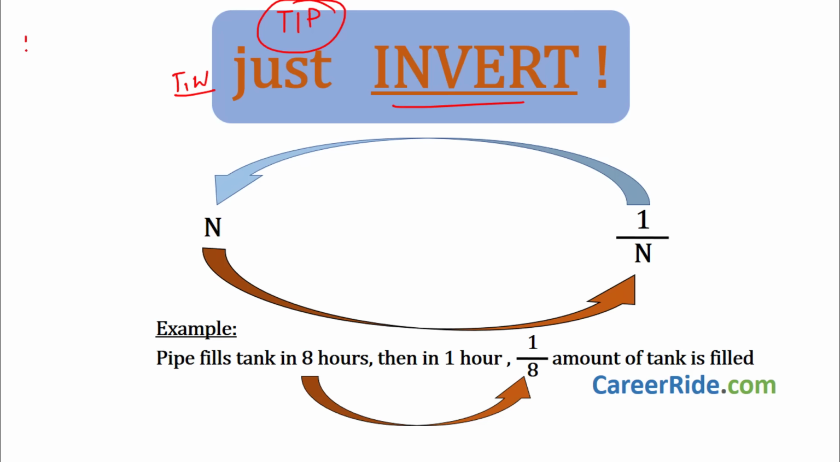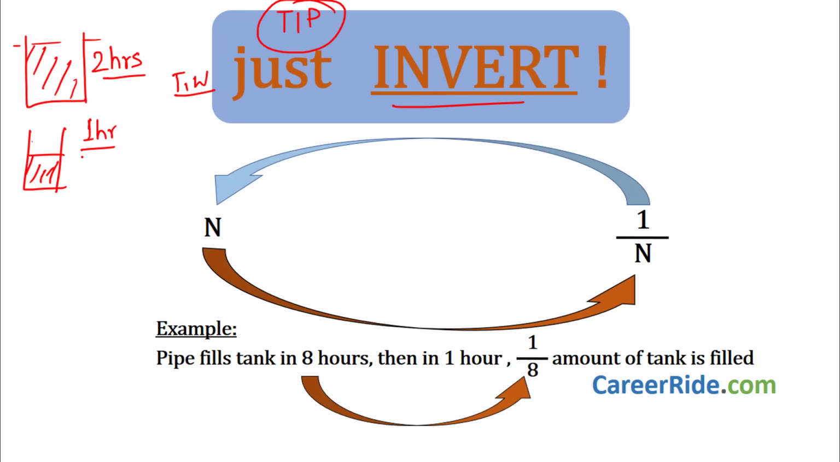Let us assume that this is a tank, and this is the capacity of the tank. The tank is completely filled. Let us assume that the tank gets completely filled in 2 hours. So in 1 hour, how much of the tank would get filled? Simply half of the tank, that means 1 by 2. What did we do over here? We simply put this 2 down. We simply inverted it.